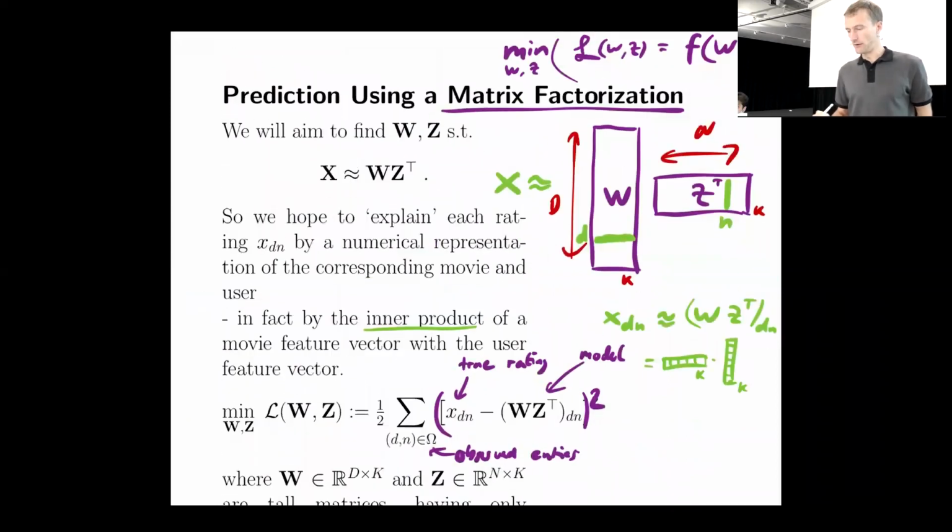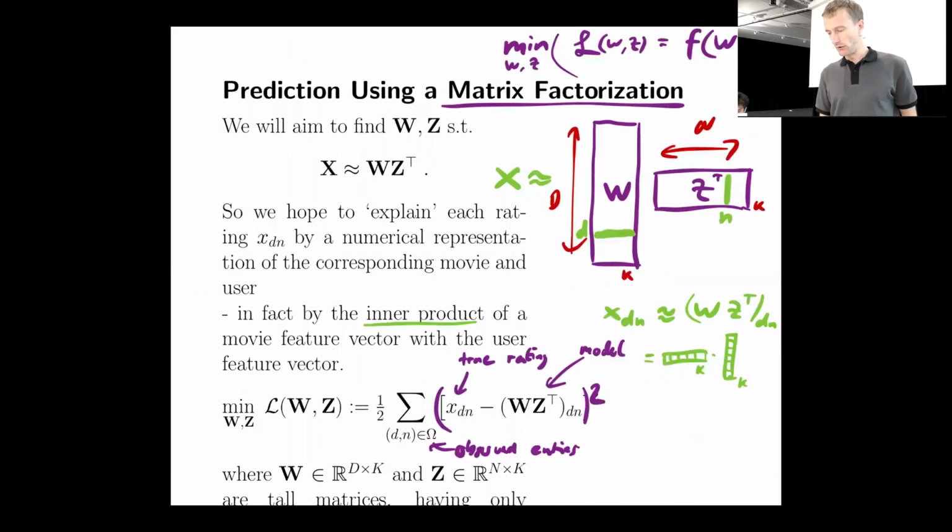Cool, and then. Okay, this was maybe a bit abstract. So there's also a very intuitive thinking about what is happening here, right? What happens when we multiply this vector of movie D with the one of user N? So it really means that for each user we learn a vector, right? That's the movie vector, and this is the user vector, which we learn.